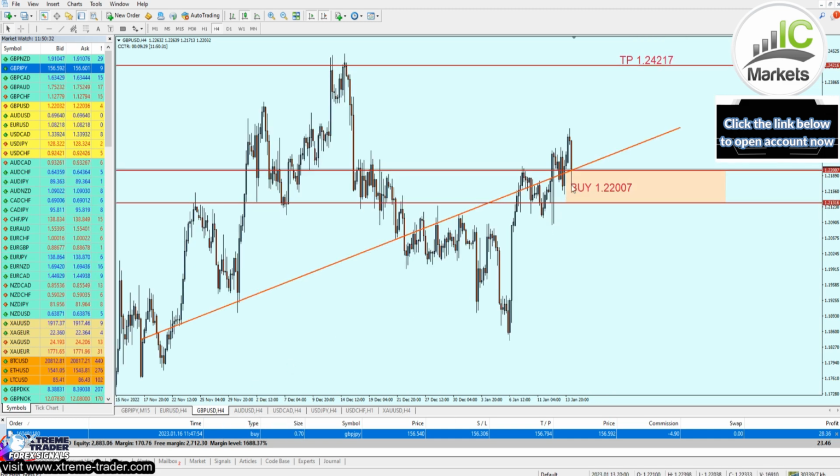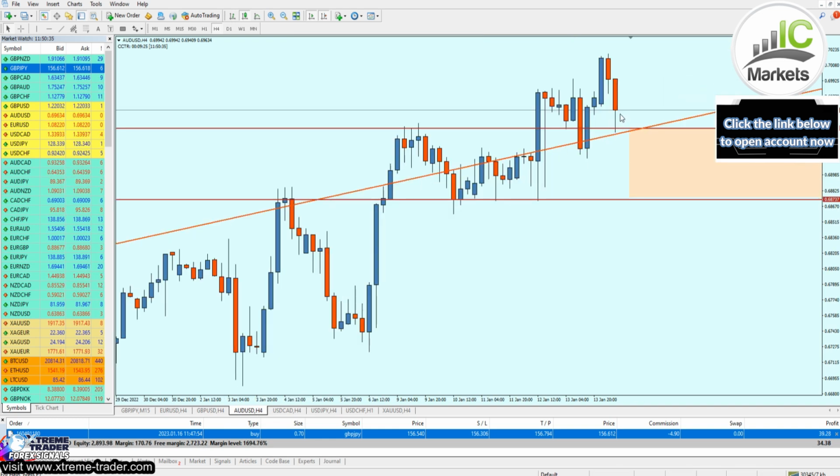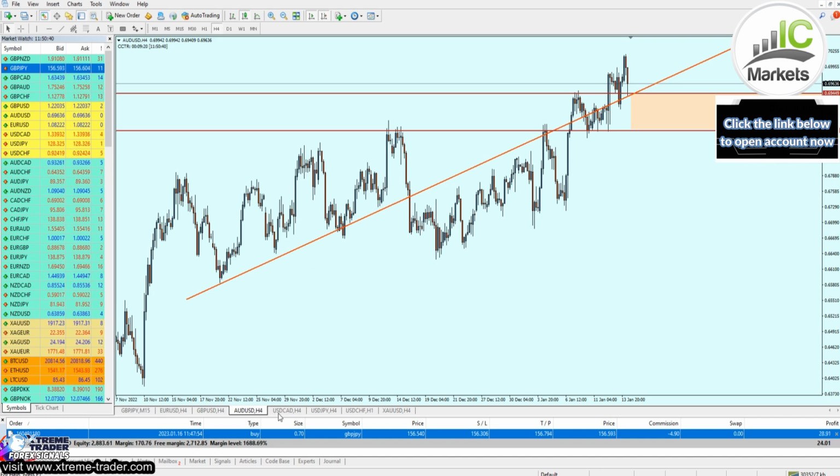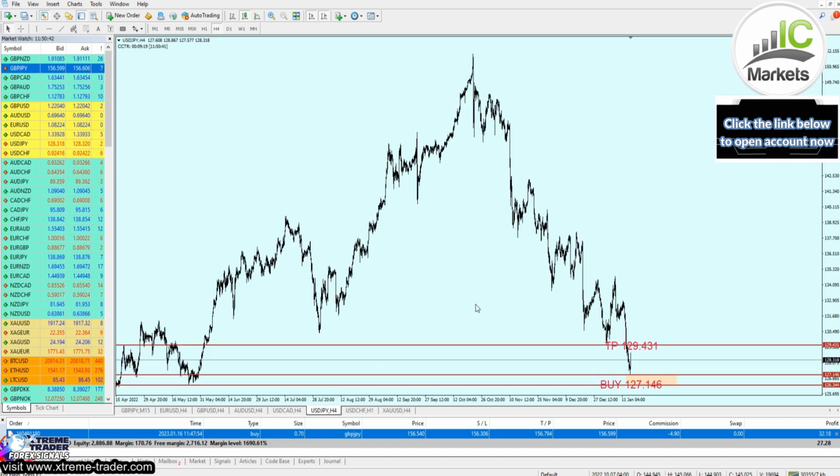As you can see, the pound USD so far is running at break even. It has been triggered. AUD USD has been triggered and is currently running about 20 pips in profit. USD CAD hasn't been triggered. USDJPY has reversed from the given level to start buying, currently running about 113 pips of profit, a total of 164 pips of profit. I hope you guys have taken this signal and have enjoyed the profits.